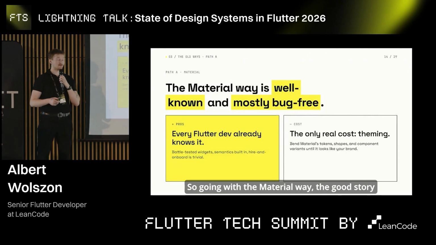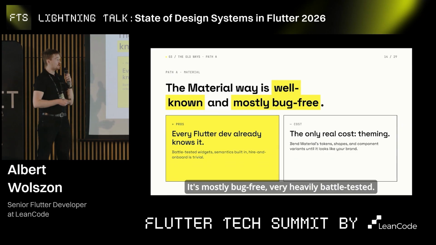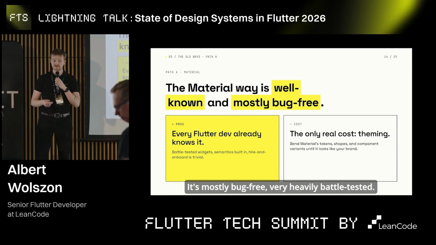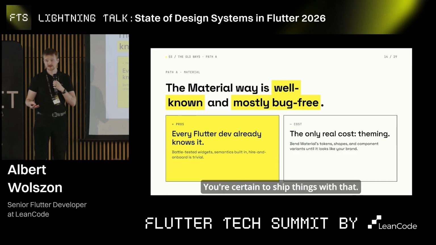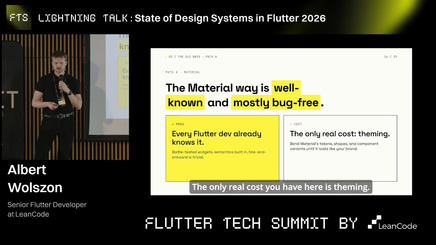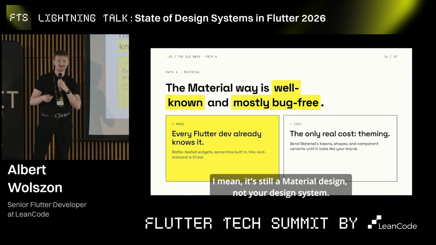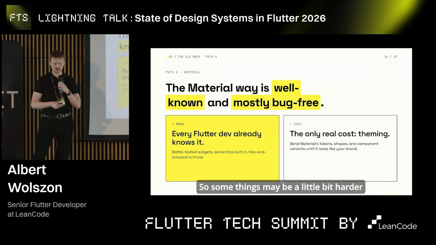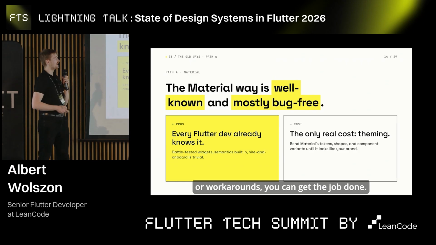So going with the Material way, the good story is that it's very well known. Basically, every developer knows it. It's mostly bug-free and very heavily battle-tested. I mean, everyone uses it, so everyone also reports bugs. You're certain to ship things with that. The only real cost you have here is theming. It's still Material Design, not your design system, so some things may be a little bit harder to theme to your liking, but one way or another, sometimes doing some hacks or workarounds, you can get the job done.